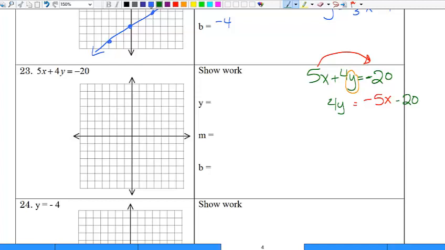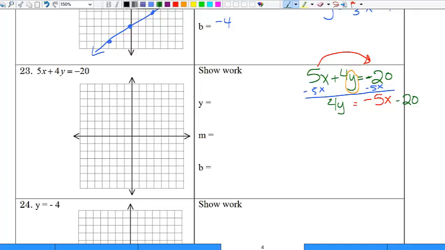Now, if you're like, what in the world is she doing? This is so crazy. You could just go back to the same method we used before and just subtract 5x from both sides, and you still get the same thing that we just got there. I just think transposition is a little bit faster, just a little shortcut. So if you like it, go ahead and use it.